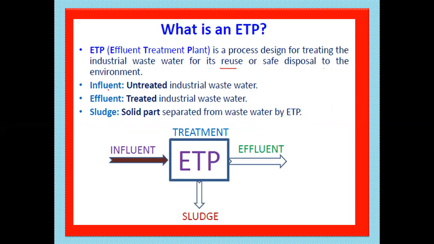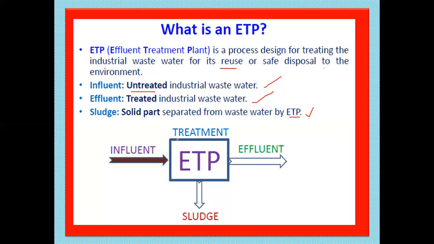Next, what is influent? Influent means untreated industrial wastewater. Effluent means treated industrial wastewater. These are very, very important meanings. Sludge means the solid part separated from the wastewater by the ETP process. Influent means untreated wastewater, effluent means treated wastewater, and sludge is the separated solid.